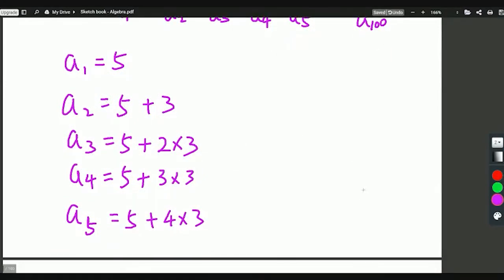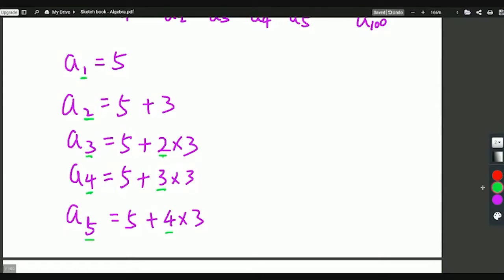And now I want you to observe all these terms here. I want you to see what changed and what does not change. So what changed? Of course, these things change, right? These 1, 2, 3, 4, 5, they change because they are different terms. And what else changed? You can see there's 2, 3, 4. So this changes, this changes, this changes, and this is changing. And the others are not changing. The 5 is not changing, and the 3s are not changing.